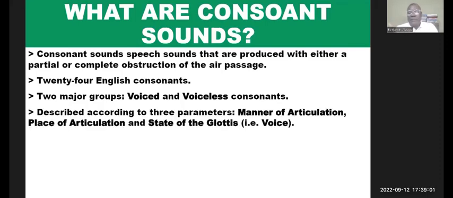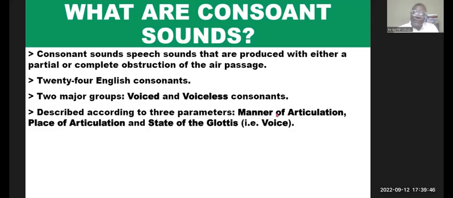Then you also have to take note that consonant sounds are described according to three parameters. Number one, manner of articulation. That is how the sound is produced. Number two, place of articulation, the organs of speech that are involved. And the third one is state of the glottis, which simply means voiced. And that is what concerns our lesson today: voiced and voiceless, how voiced sounds are produced, how voiceless sounds are produced. So that will be our main focus.